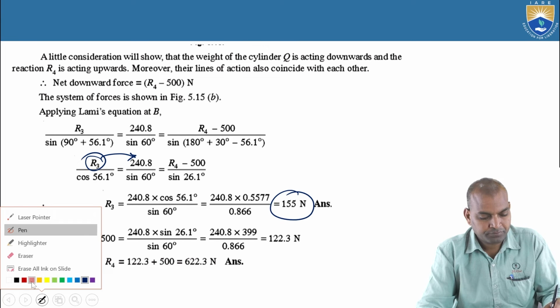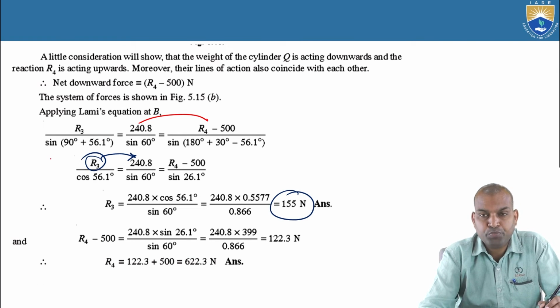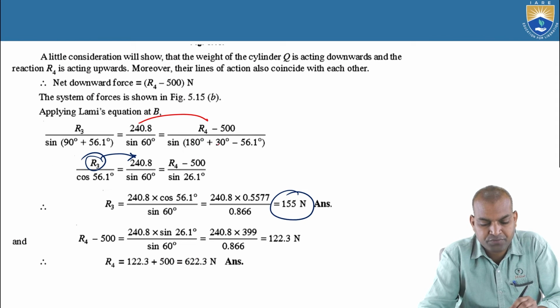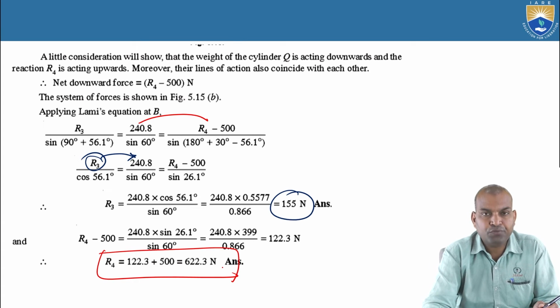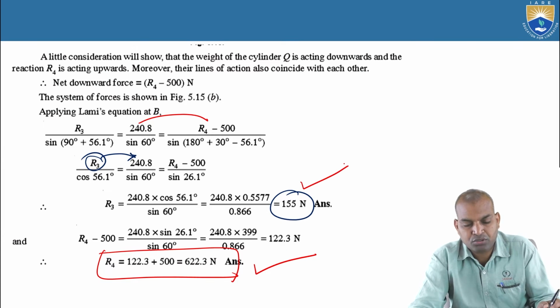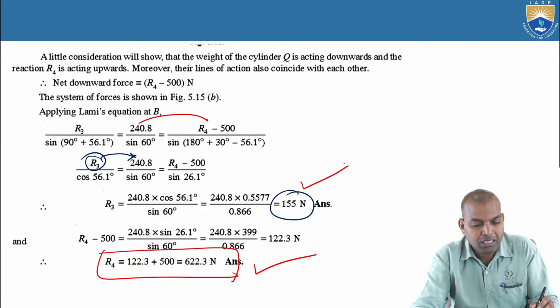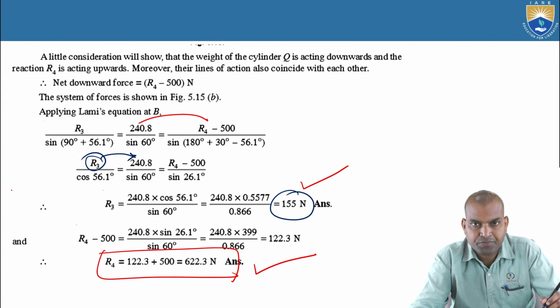Next one, equate R4 and 248.8 by sin 60 equal to R4 minus 500 by sin 180 plus 30 minus 56.1. From that R4 can be calculated. This R4 equal to 622.3 newtons and R3 equal to 155 newtons. Thus, we can calculate R1, R2 and R3, R4.